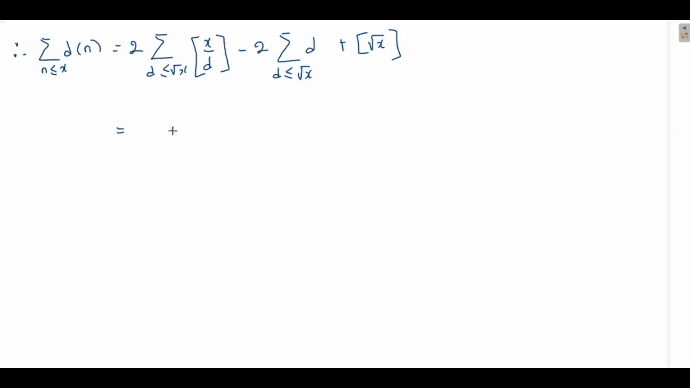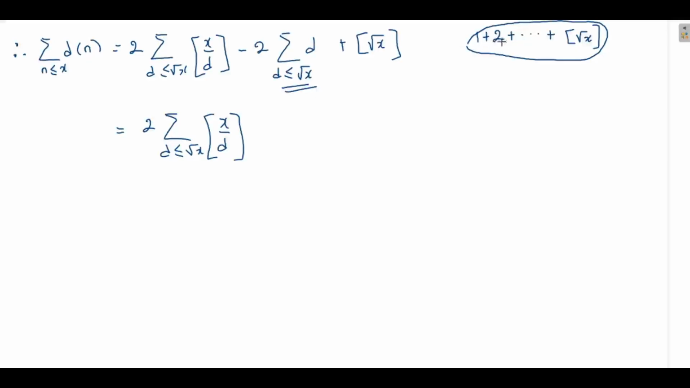So this we will leave the way it is. This will give us twice the summation over d less than or equal to square root of x of the greatest integer of x by d. Let us see what this is counting. This sum here counts 1 plus 2 plus up to the greatest integer of square root of x. And we know what this is. This is an arithmetic progression.